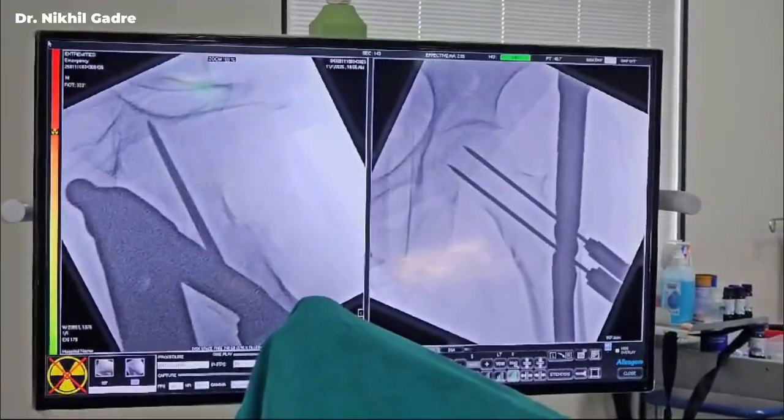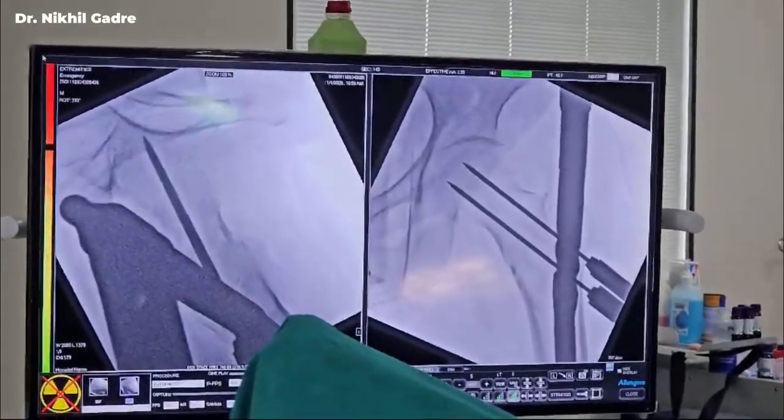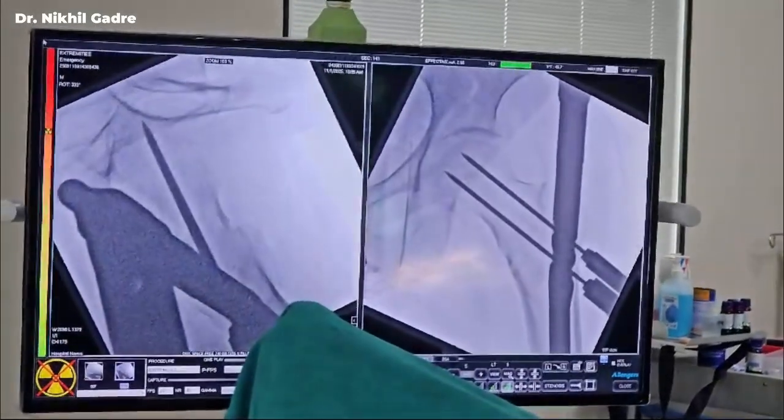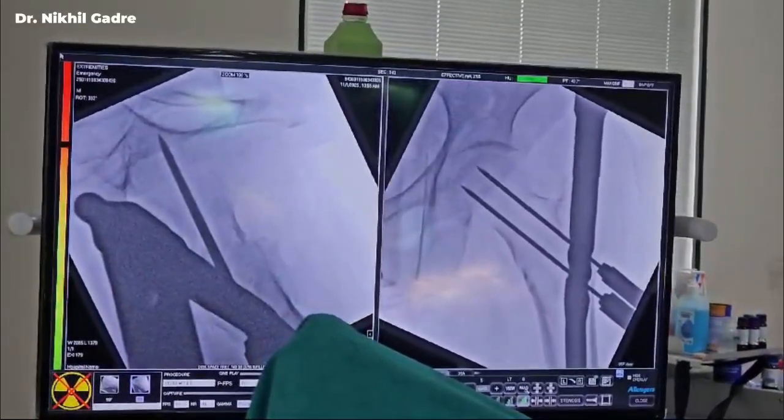Now, this is what I call the pitch perfect placement of guide wires. In the AP view on the right, you can see both wires going parallel to each other superiorly. And in the lateral view, you can only see one guide wire. You don't see one here and one there. It should be dead straight, one below the other.